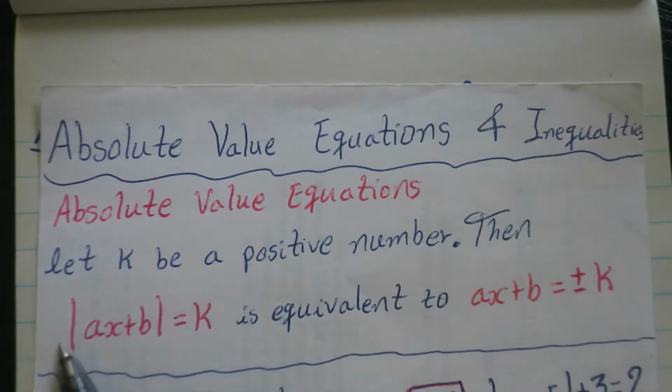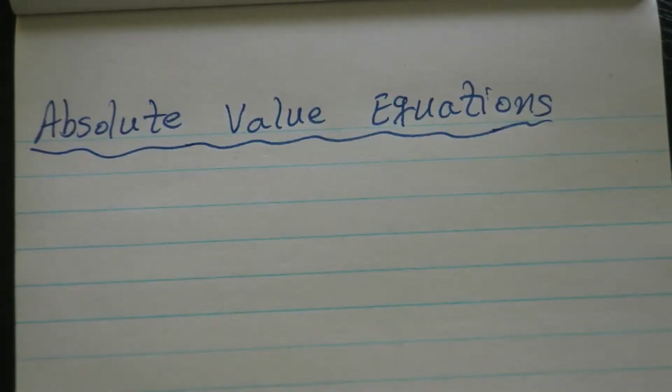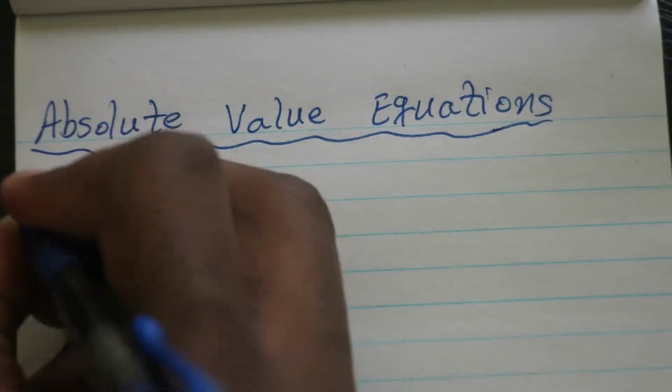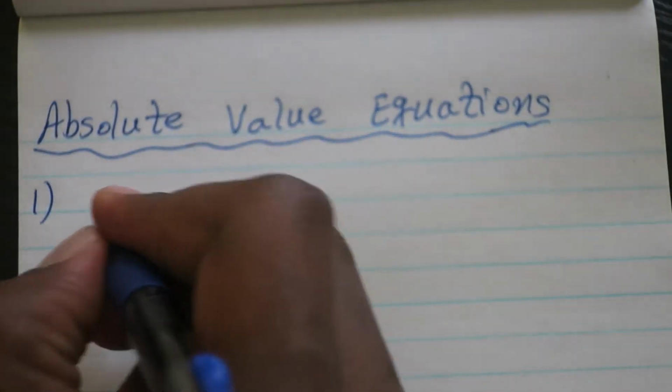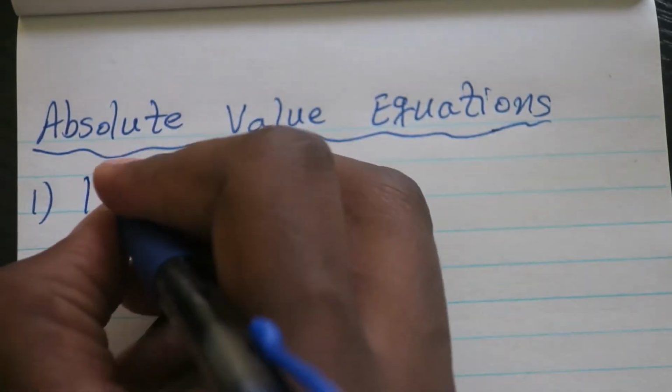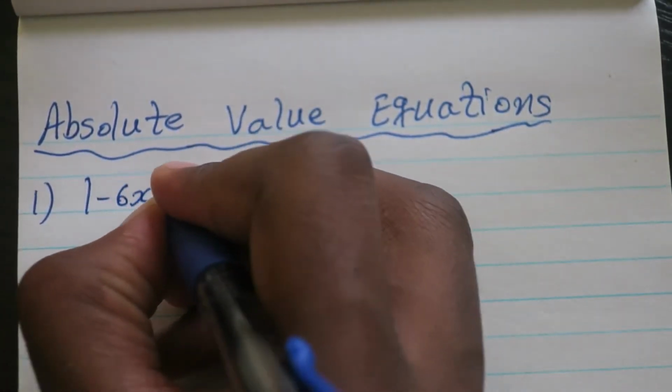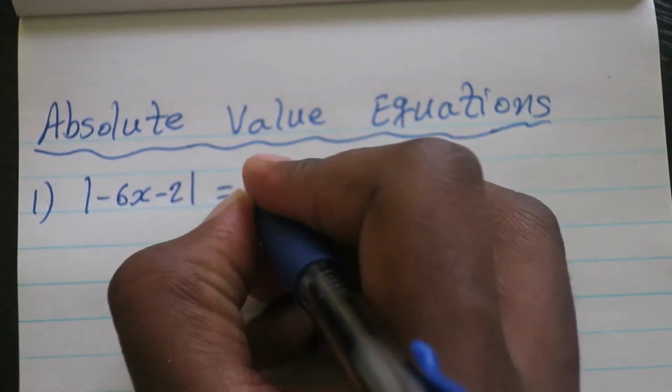then this equation right here is equivalent to ax plus b equals plus or minus k, meaning that ax plus b equals k, or ax plus b equals the negative of that k value. Now let's see an example here. Example 1, let's say we have the absolute value of negative 6x minus 2 is equal to 4.